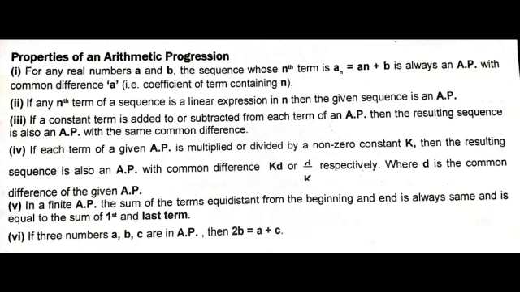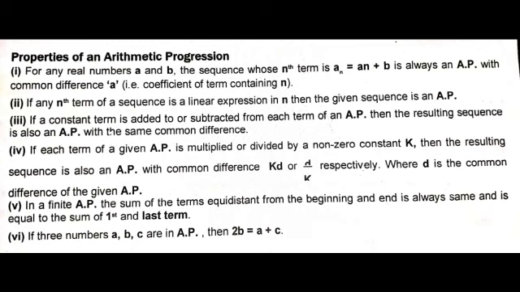Fourth property: if each term of a given arithmetic progression is multiplied or divided by a non-zero constant, let us consider that constant as k, then the resulting sequence is also an arithmetic progression with common difference k into d in case of multiplication or d by k in case of division respectively, where d is the common difference of the given arithmetic progression.